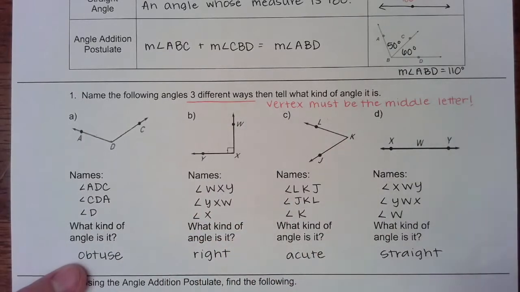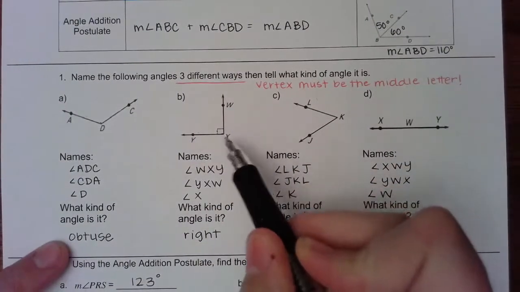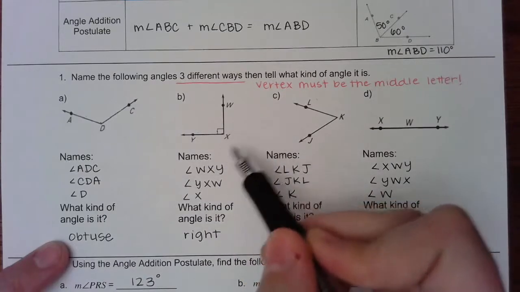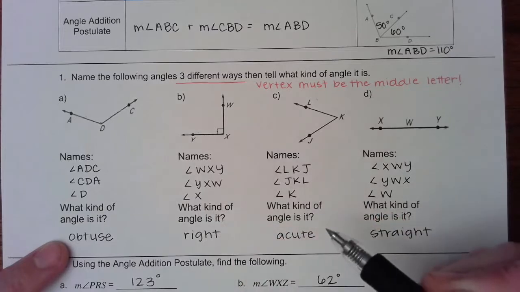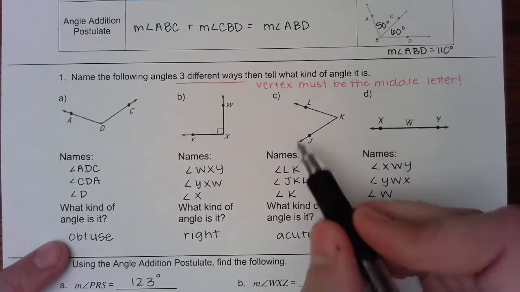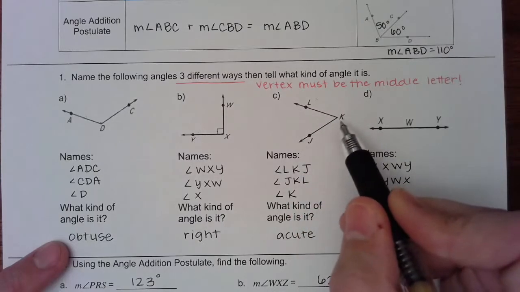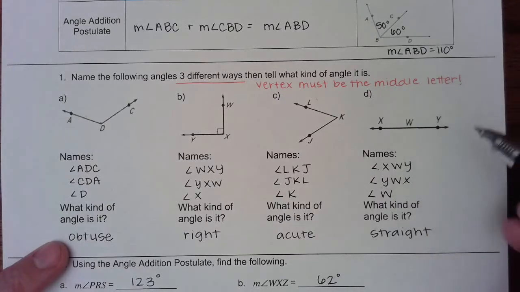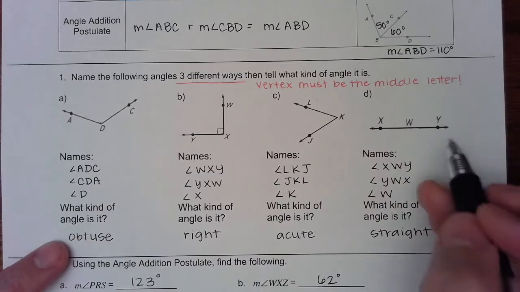And so in the following 3, look at the way that the letters change. This one could be WXY, or it could be YXW, or it could just be angle X because there's no other angles right here. Because of the box in the corner, I know that one's a right angle. On letter C, it could be LKJ or JKL, or it could be angle K. And based on the picture, this one looks like an acute angle because it looks like it's bigger than 0 but less than 90.